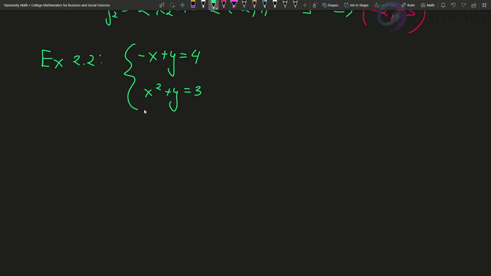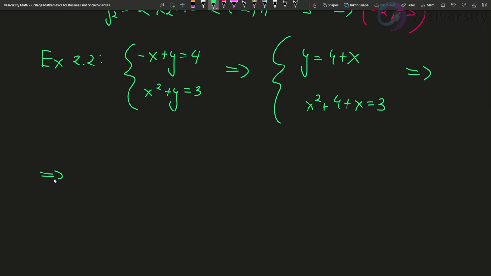So first thing is, of course, let's go ahead and do the substitution. So let's solve for y. So y is going to be 4 plus x. And then substitute. So we're going to have x squared plus 4 plus x is equal to 3. So now in the second equation, let's go ahead and solve for x. So we're going to have y equal to 4 plus x. And on the second equation, it's going to be x squared plus x plus 1 is equal to 0.